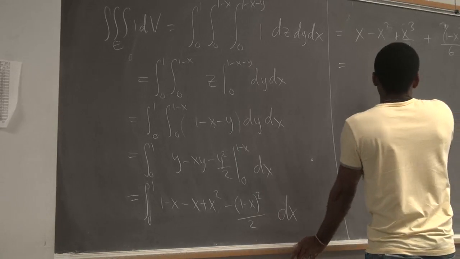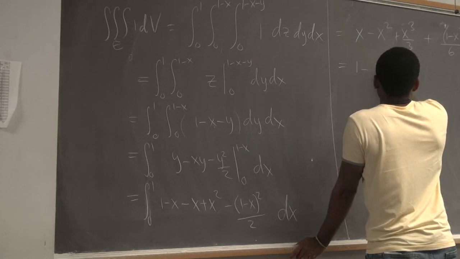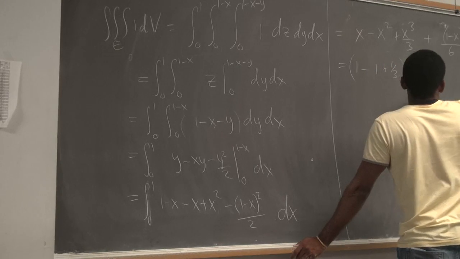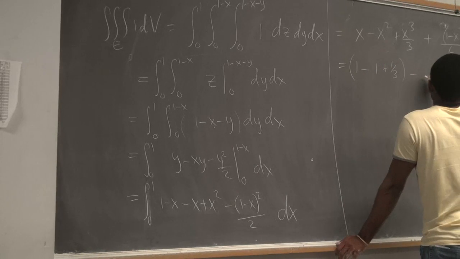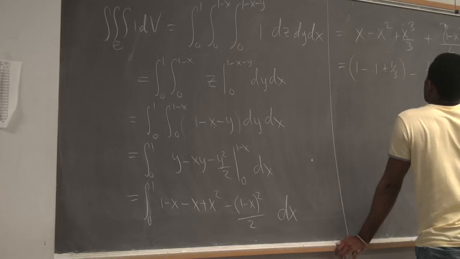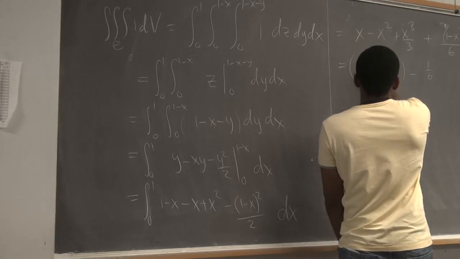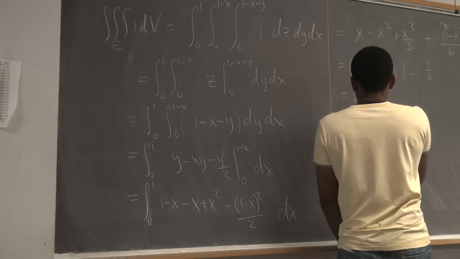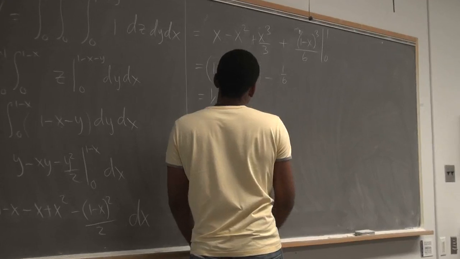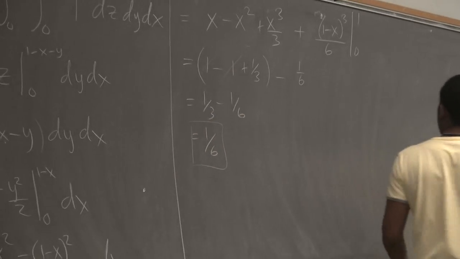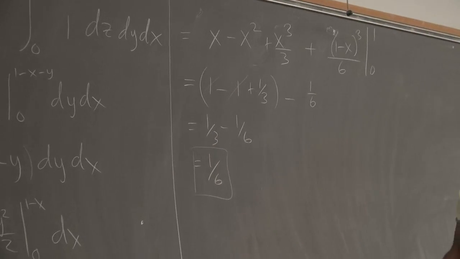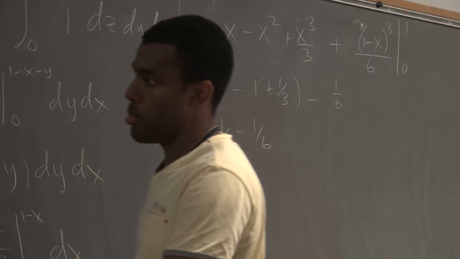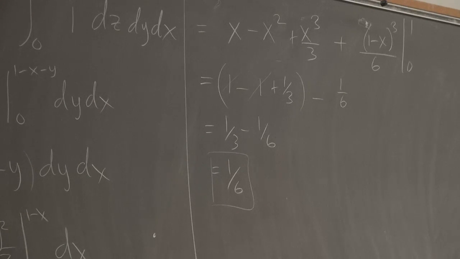Then I would just plug in. So I plug in 1, 1 minus 1 plus a third, minus, when I plug in 0, 1 sixth. 1 third minus 1 sixth equals 1 sixth. So I assume the mechanics would be fine, but does anyone have questions on how I set this up?